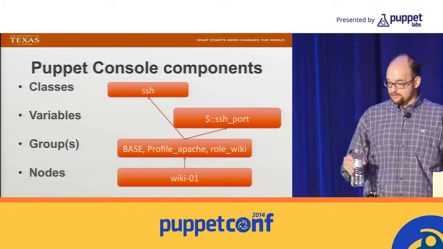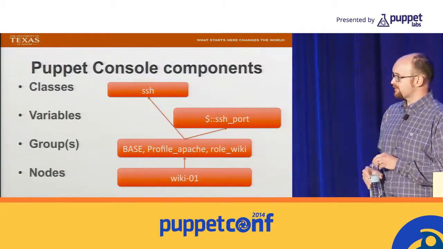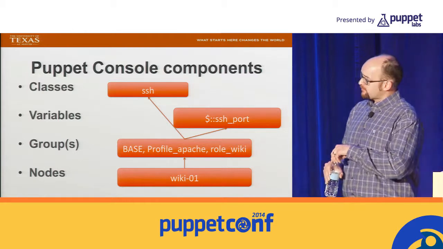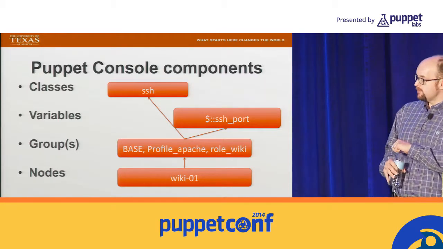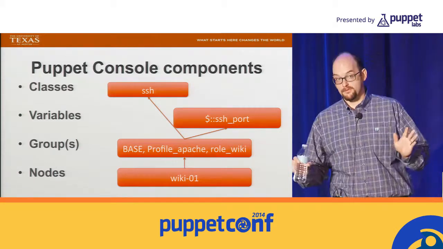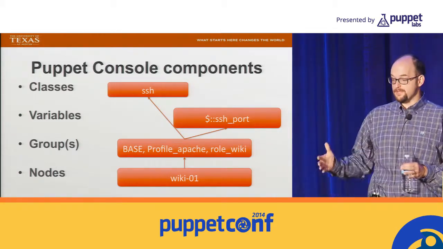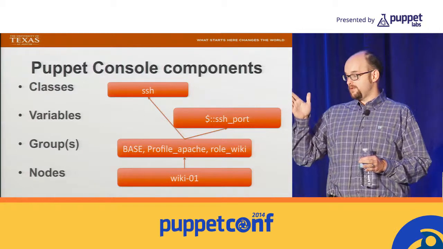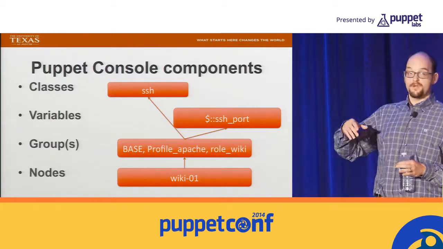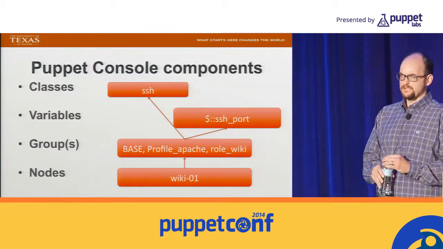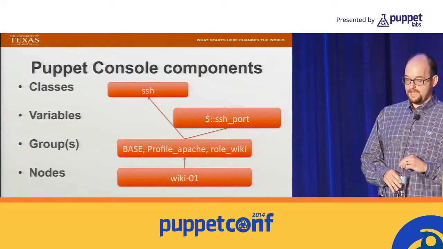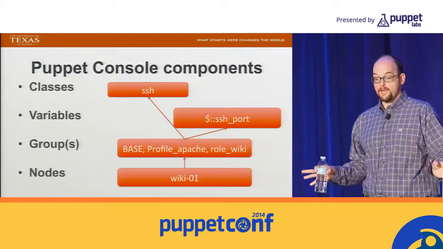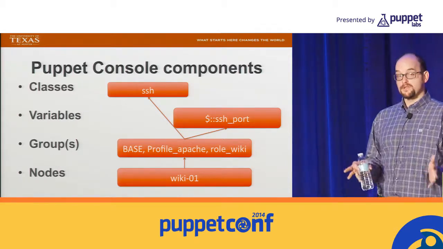You have classes, which are just standard Puppet classes like SSH. You have variables, which we make very heavy use of. If you set a variable in the console, it's a top-level variable. And so we have a naming standard where we say name of the class underscore name of the variable. That's how we do it, which is a little bit old school. And then we set groups, right? So in this case, the groups at play are base, profile Apache, and role wiki.